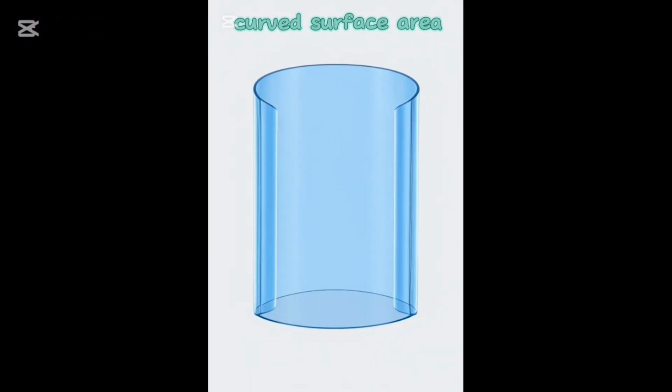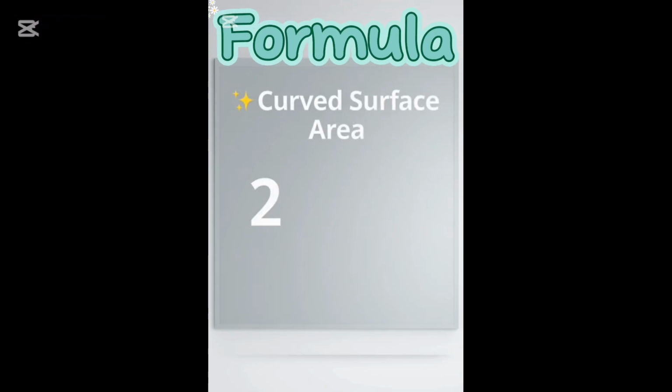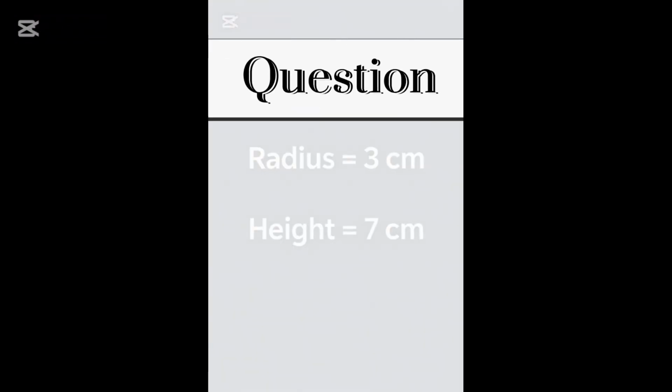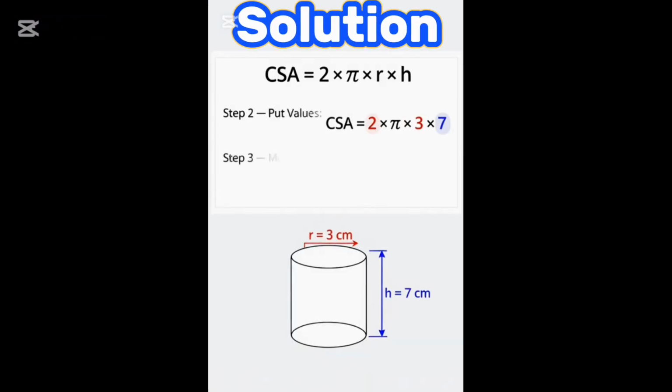Next is the curved surface area, which is the side of the cylinder. It is not circular. When opened, it forms a rectangle. The formula for curved surface area is 2 pi rh. Now let's solve a question step by step. Formula for curved surface area.